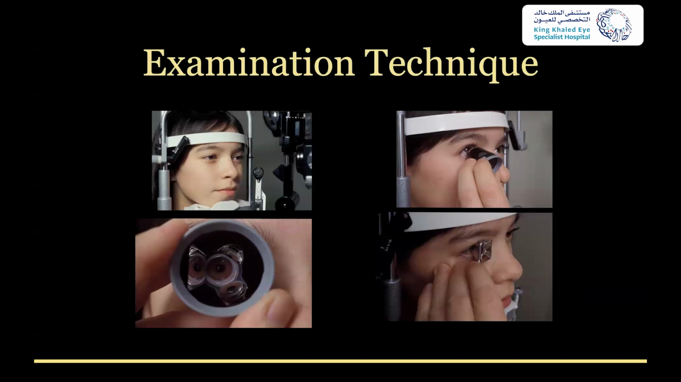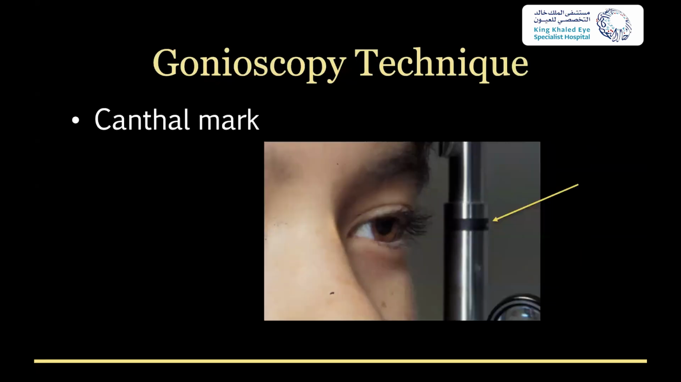So this is just talking now about basic exam techniques. We have this canthal mark on the slit lamp, and usually you ignore it. But for gonioscopy, it's important because you need to have the range up and down with the slit lamp, so make sure your patient's lined up with that.